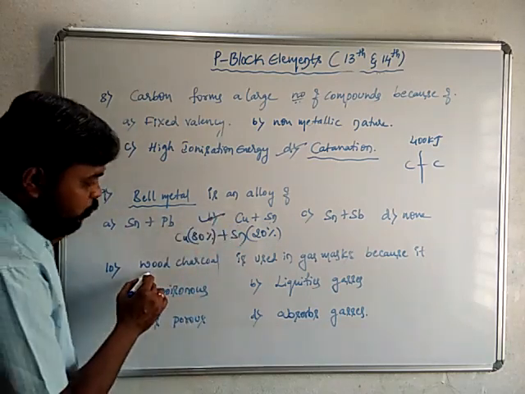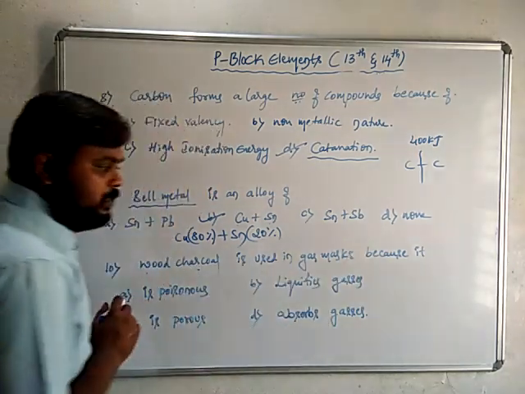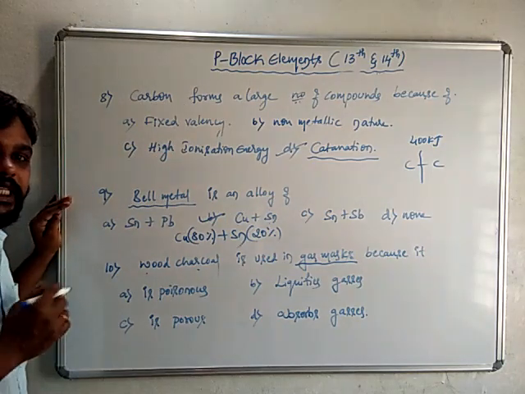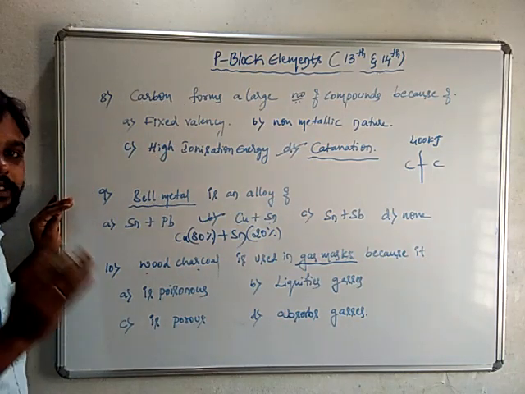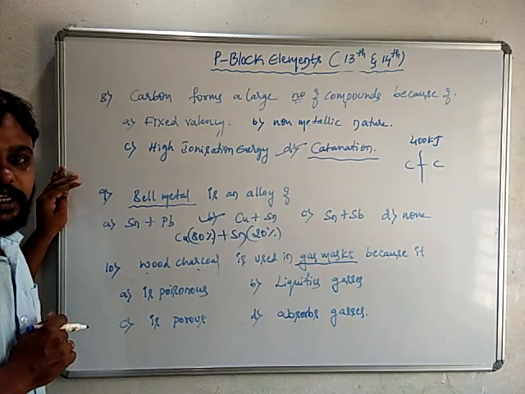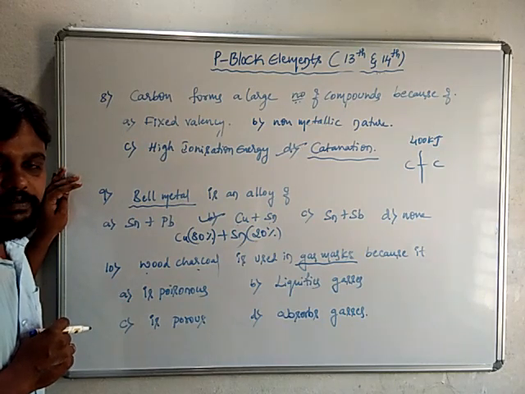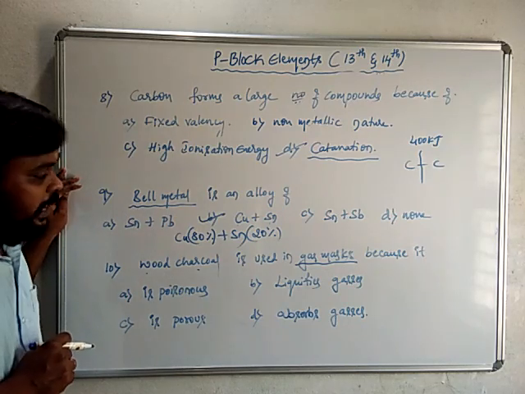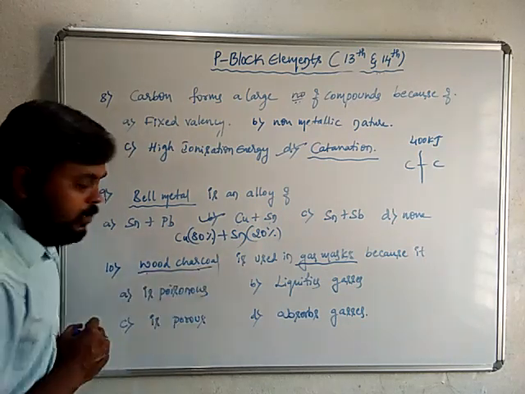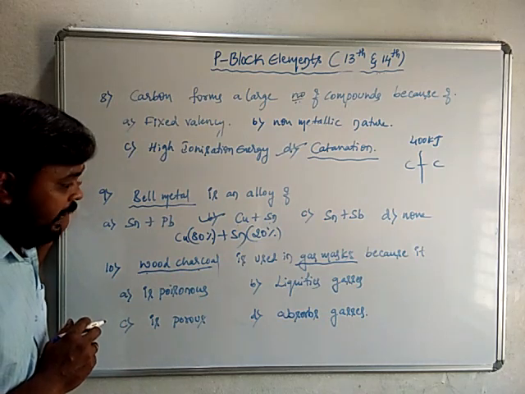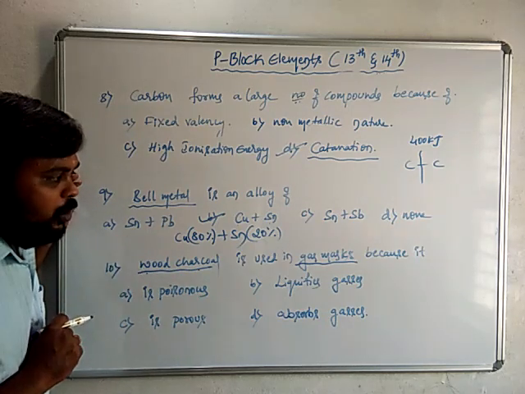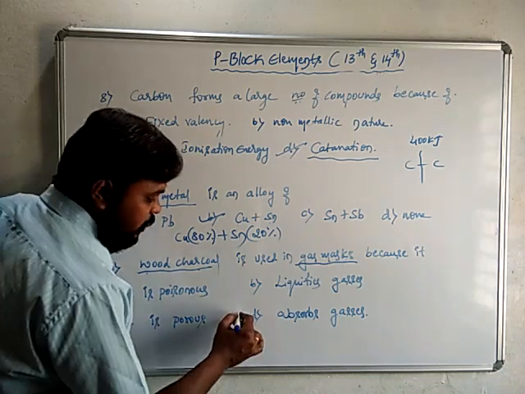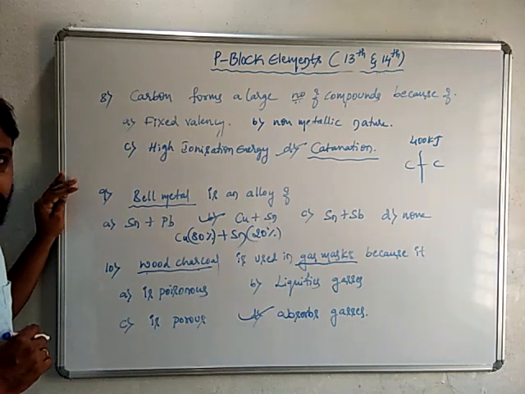So the next question is, wood charcoal is used in gas masks. We know that charcoal is one of the best adsorbents. Because of this very good adsorbent nature, it can absorb all the poisonous gases. Hence wood charcoal, containing carbon, is used in gas masks because it can absorb all the poisonous gases. That's why option D is the right answer here.